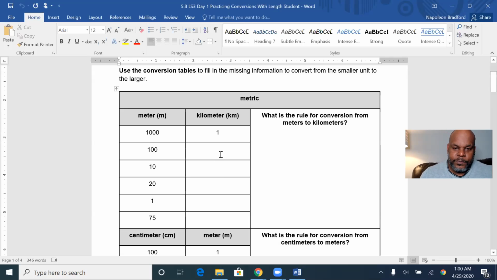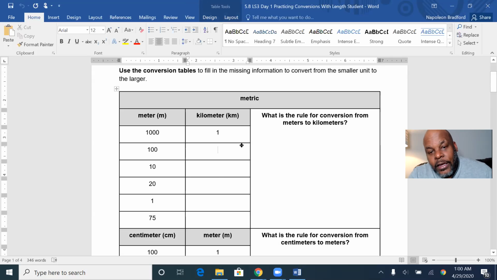So if there are 1,000 meters in 1 kilometer, how many kilometers is 100 meters? Okay, so how will we do that?